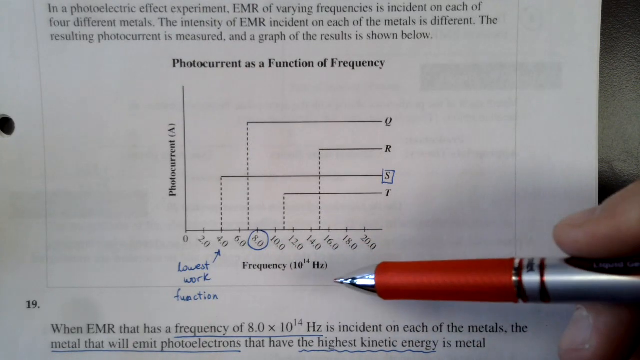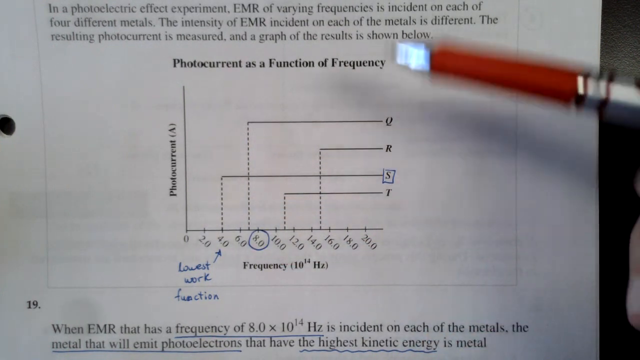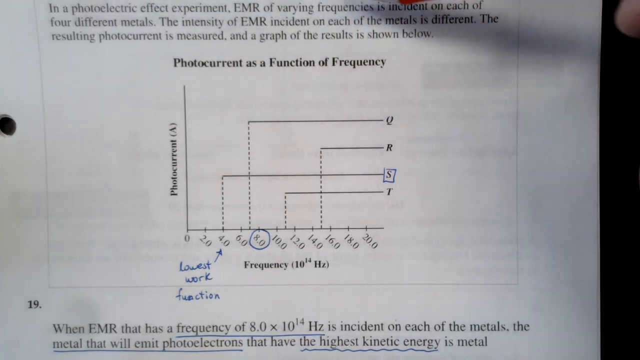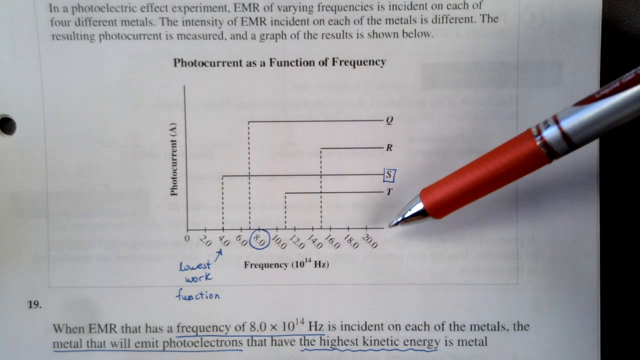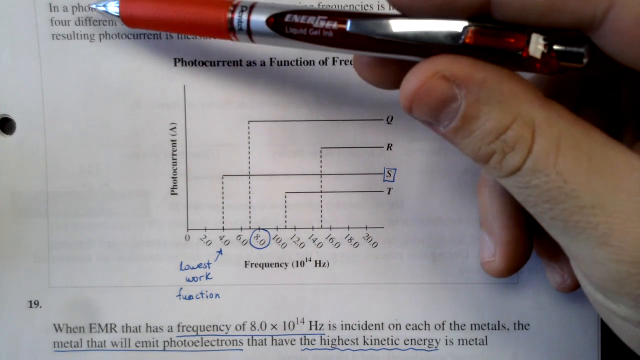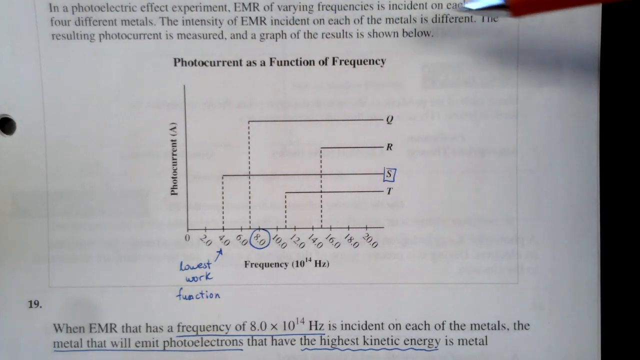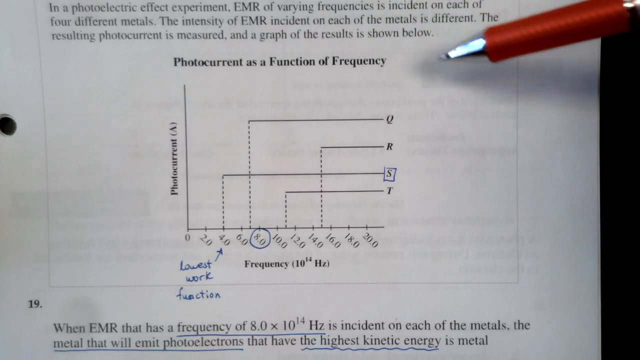So, essentially what we're looking at here, when we shine these lights in a photoelectric effect, EMR of varying frequencies, Q, R, S, and T, these frequencies shown here, is incident on each of the four different metals. The intensity of EMR incident on each of the metals is different. The resulting photocurrent is measured, and a graph of the results is shown below.